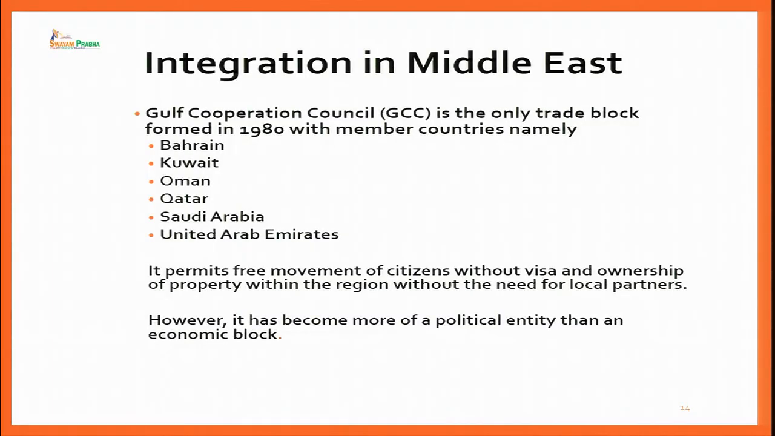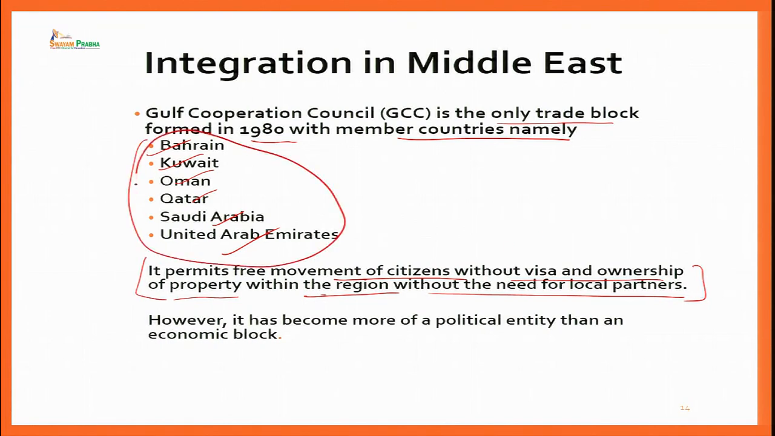Now let's look at the integration in the Middle East. Middle East is a Gulf area, right? So there is the Gulf Cooperation Council, a trade bloc formed in 1980 with the member countries Bahrain, Kuwait, Oman, Qatar, Saudi Arabia, and United Arab Emirates, and it permits free movement of citizens without visa and ownership of property within the region without the need of a local partner as well. So there, a person can easily move in these different countries of the Middle East without even having a visa.